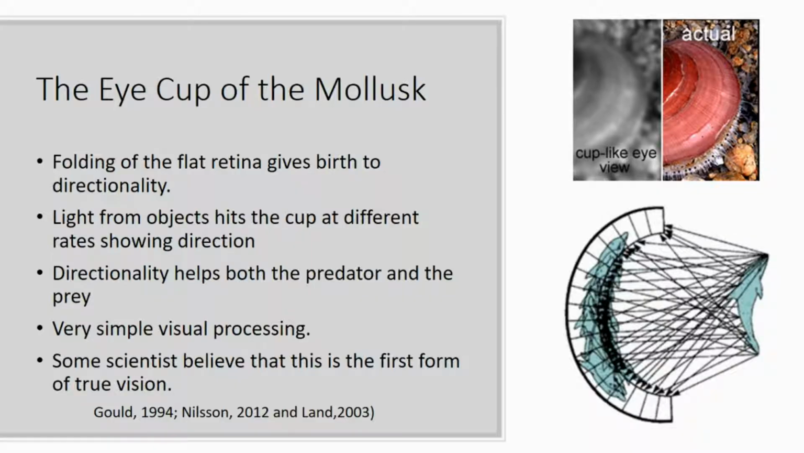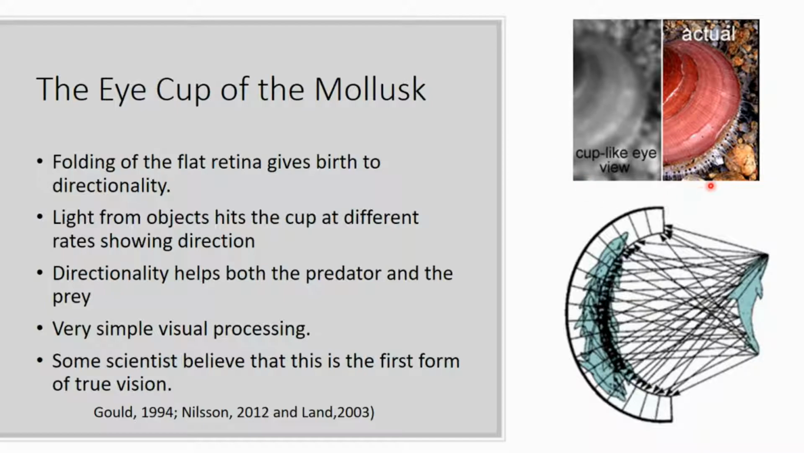The eye cup of the mollusk. Folding of the flat retina gives birth to directionality. As we can see here, as a dolphin passes in front of the eye cup, the many parts of it will land on the cup at different times due to some parts being closer and some parts being further. This allows the mollusk to know in what direction something's moving.